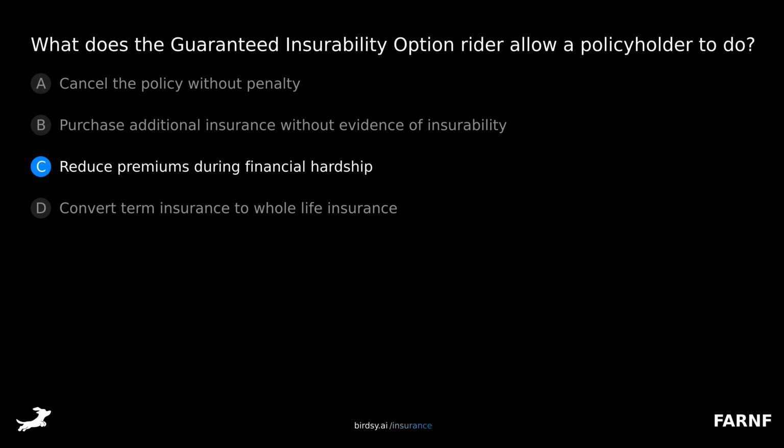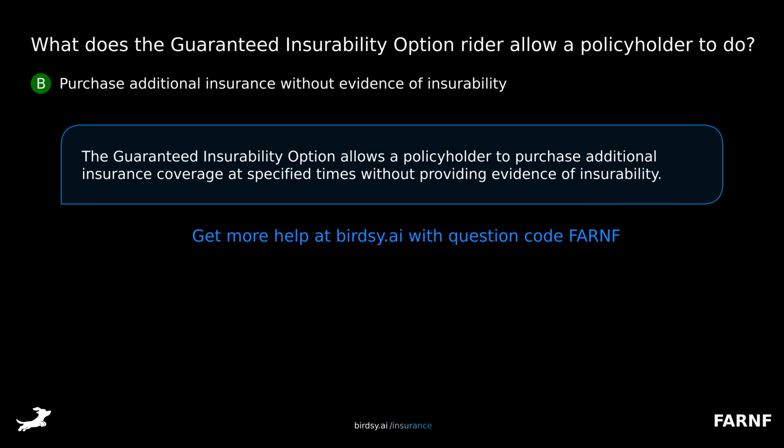C, reduce premiums during financial hardship? Or D, convert term insurance to whole life insurance? The answer is B, purchase additional insurance without evidence of insurability. The guaranteed insurability option allows a policyholder to purchase additional insurance coverage at specified times without providing evidence of insurability.